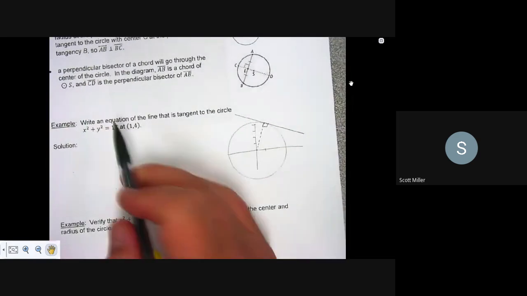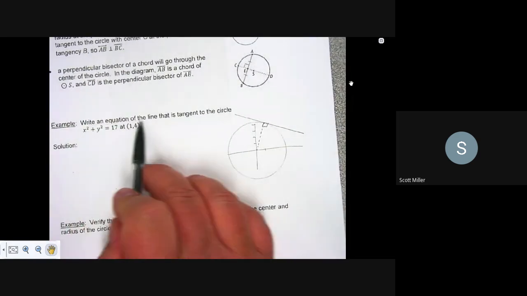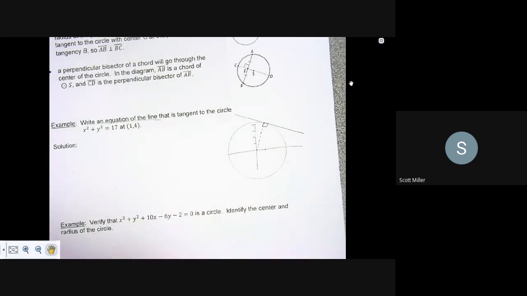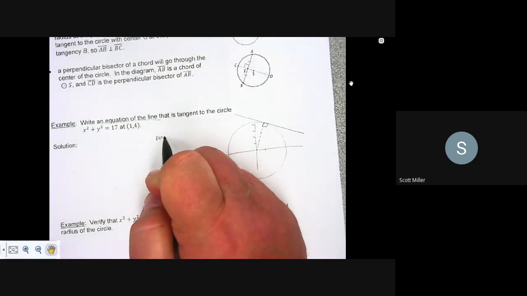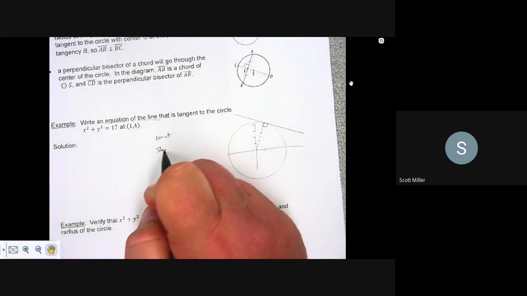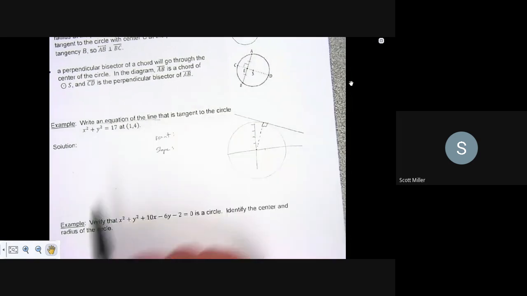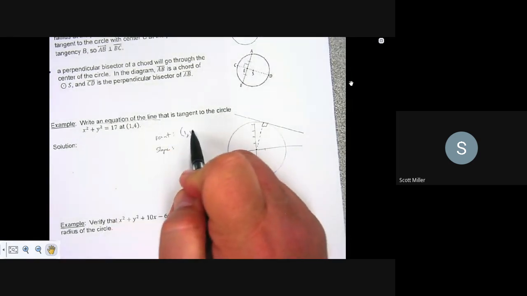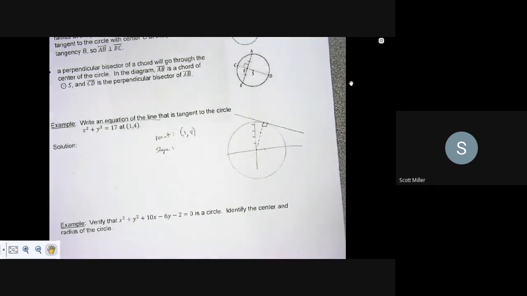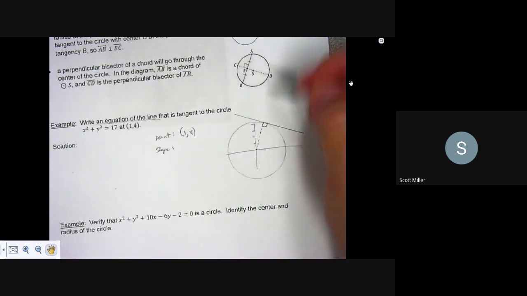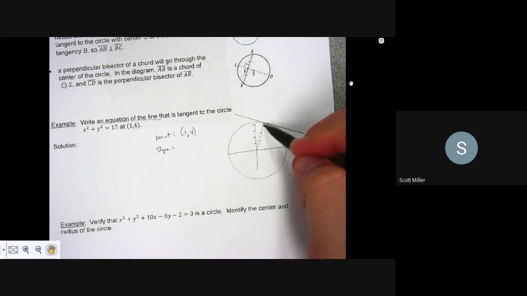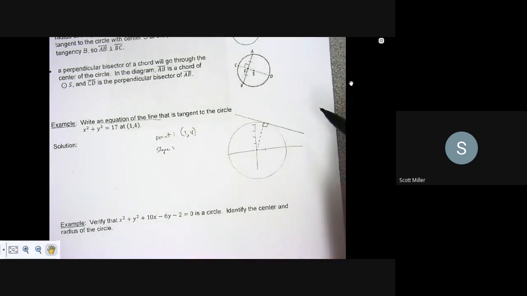Okay, so think back. To write the equation of a line, I need 2 things. I need a point, and I need a slope to find the equation of that line. Okay, the point is pretty obvious. They gave it to me. It's going to be 1, 4. So I need to know the slope. Well, here's where this rule comes in. If this segment right here is perpendicular to this line, then the slopes are negative reciprocals.